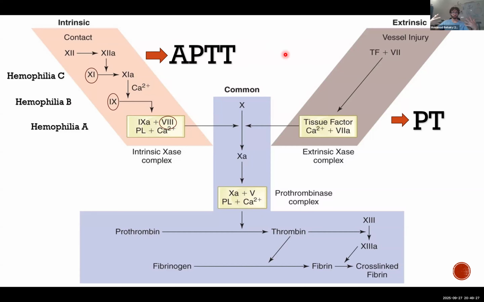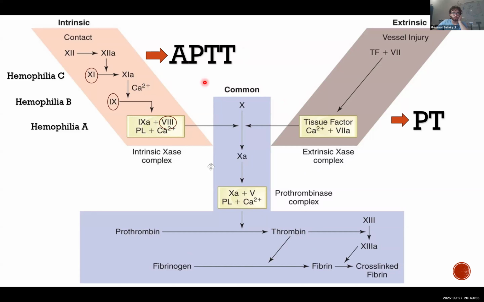These two pathways, extrinsic and intrinsic, come together or they initiate the common pathway. The common pathway, the goal of it is to first make prothrombin into thrombin. Why are we making thrombin? It's because this thrombin will make the fibrin we need. It will activate the inactive fibrinogen and turn it into fibrin. This is the common pathway. Is it clear, guys?